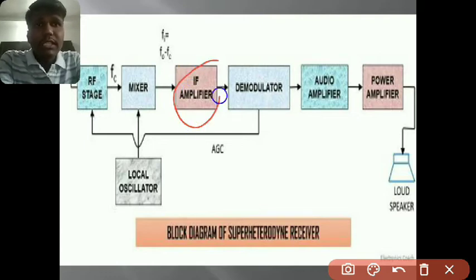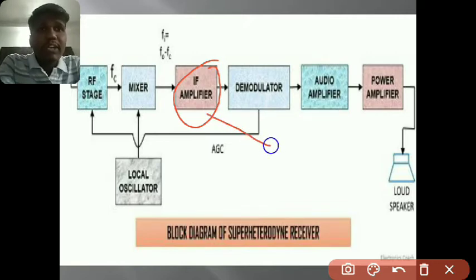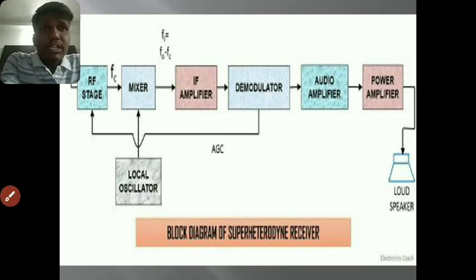And the third one is the IF amplifier. IF means intermediate frequency amplifier, which works in the superheterodyne receiver. The amplifier amplifies the output of the mixer, which is the intermediate frequency. Most of the amplification and selectivity is obtained in the intermediate frequency amplifier. After the amplification is done in the IF stage, the signal goes to the demodulator.